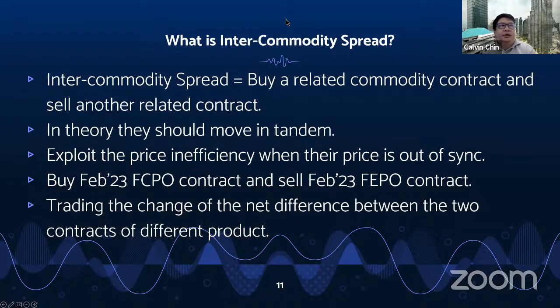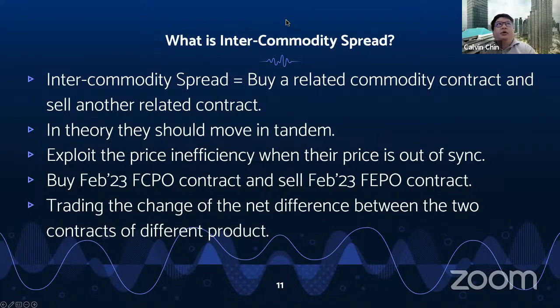For example, buy the February FCPO contract and sell the February FEPO contract. This will be an example of inter-commodity spread.